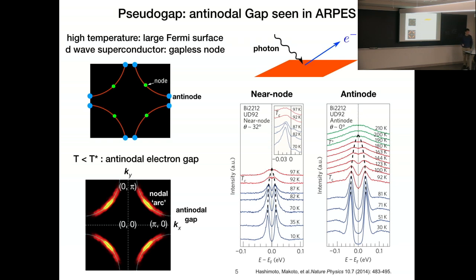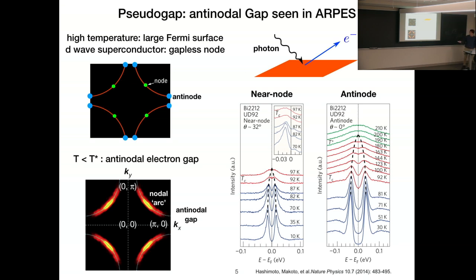For the antinode, let's compare the temperature larger than 92 K and below 92 K. Can you see what are the major differences? I think you are saying one is entering the superconducting region, but below. There's no difference. That's why people think that near the antinode, the pseudogap just stays what it is. Only the nodal fermions are having this new superconducting gap.